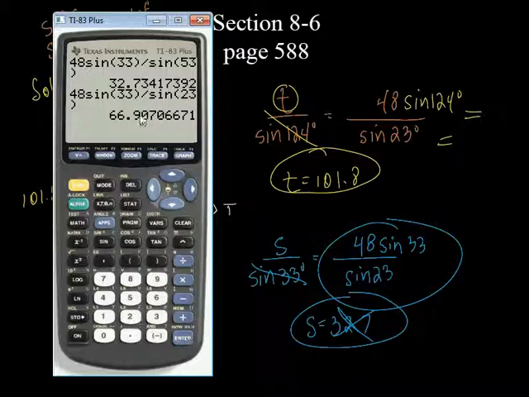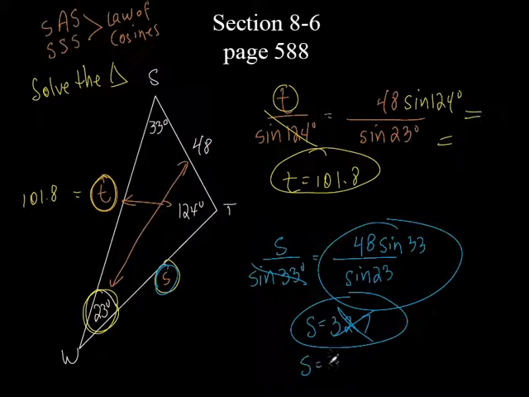Let's see what that is. Ah, there we go. Does that look right? 66.9. That's the answer I read off, isn't it? That sounds familiar. Thanks for that. All right, and there you go. So that's what S is, 66.9.